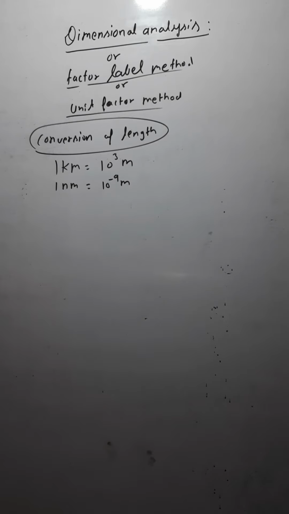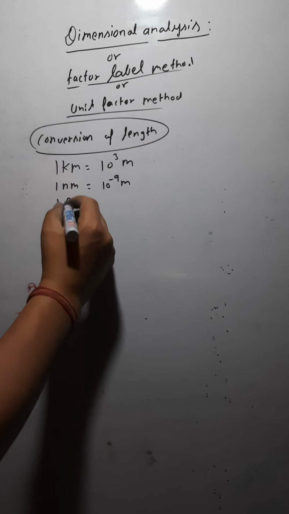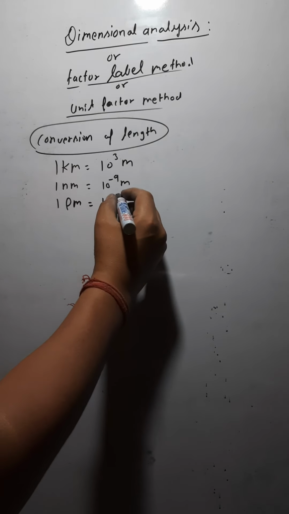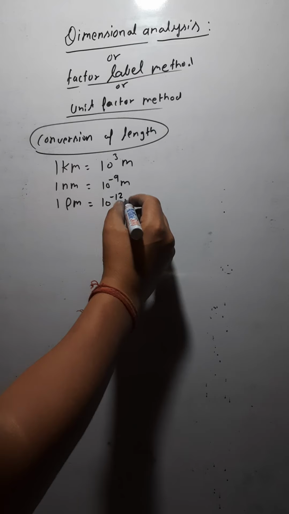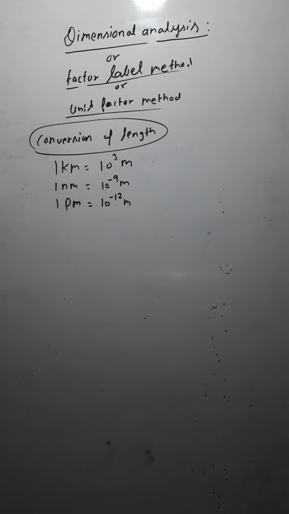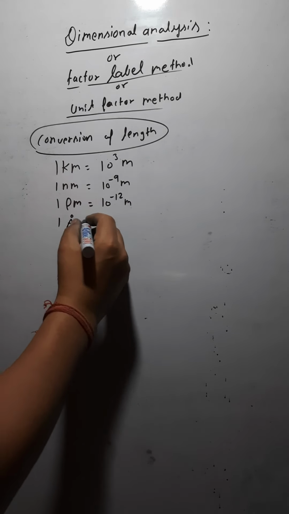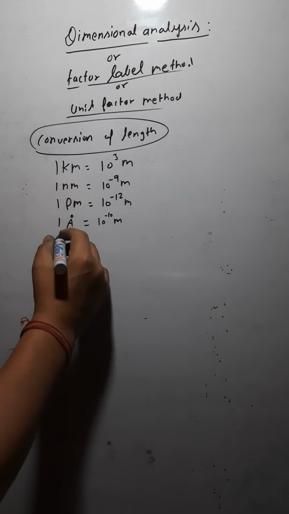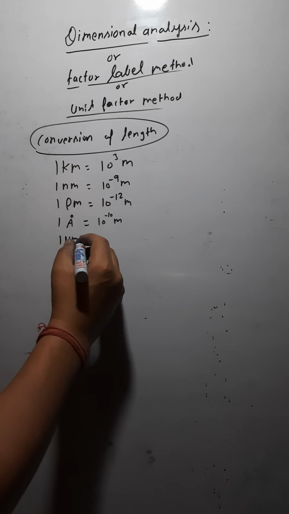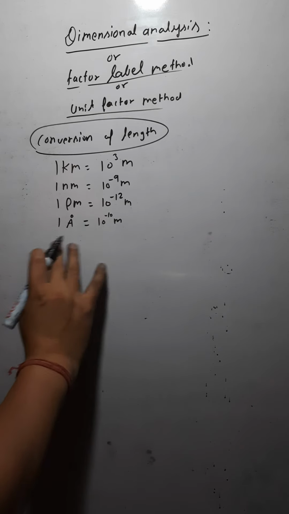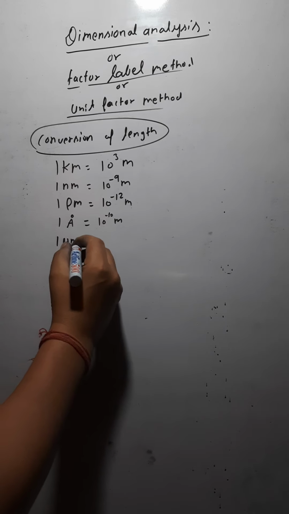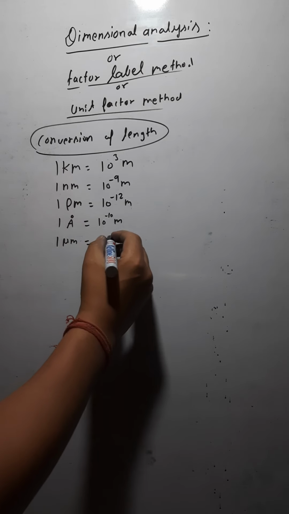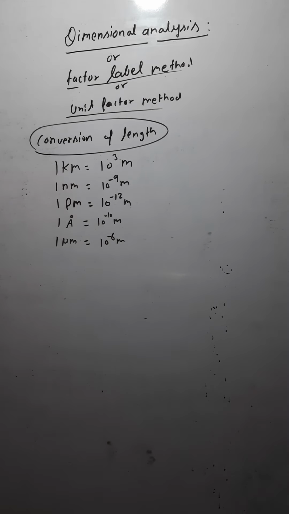The next thing is 1 picometer. In 1 picometer, how many meters are there? You have 10 to the power minus 12 meters in 1 picometer. Then in 1 angstrom, you have 10 to the power minus 10 meter. Then 1 micrometer, let me write it correctly, 1 mu m, that is micrometer. In 1 micrometer, you have 10 to the power minus 6 meters.